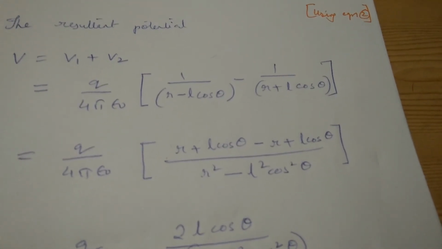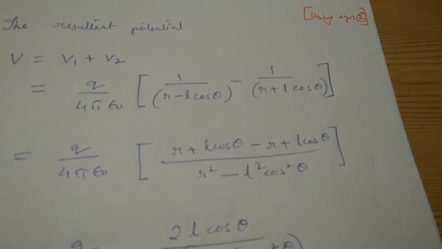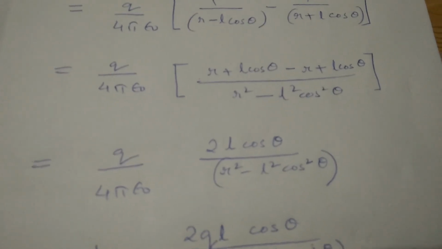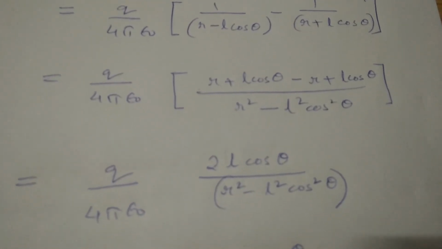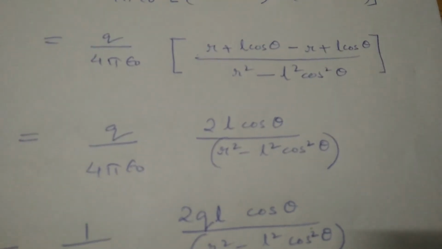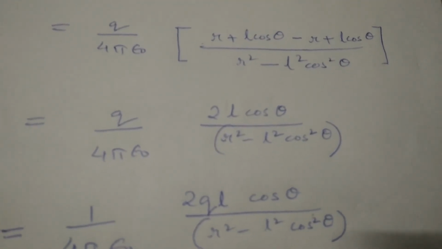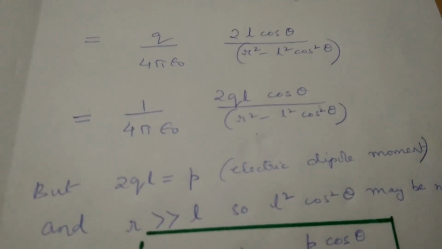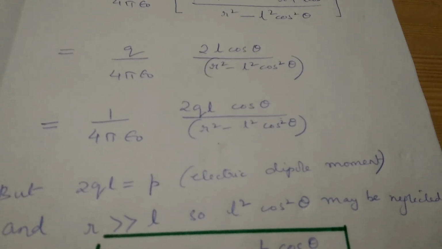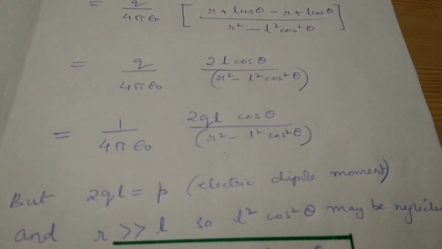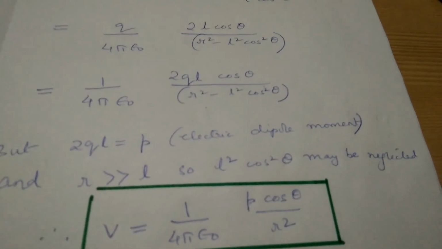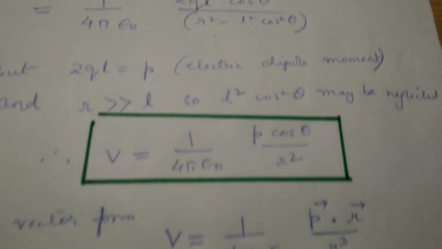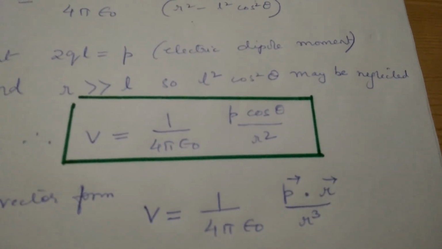Simple algebraic relation, A minus B, A plus B, so A square minus B square. Simple subtraction, r cancelled, twice L cos theta, and q is left, so make it twice qL so that we can write it as p. p is the dipole moment. Neglect L square cos square theta because r is very, very large compared to L, and obtain the final expression. If you want to write it in vector form, this is the equation.